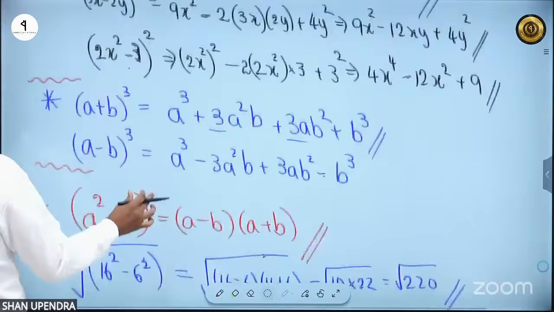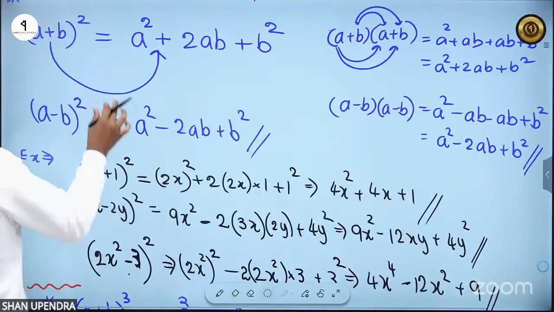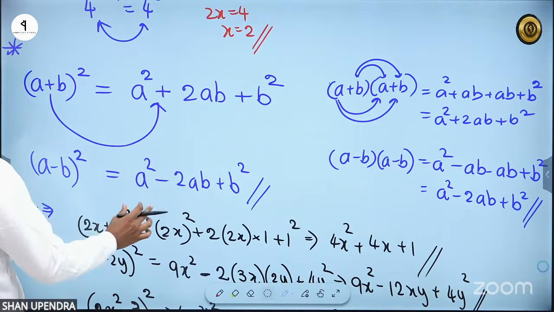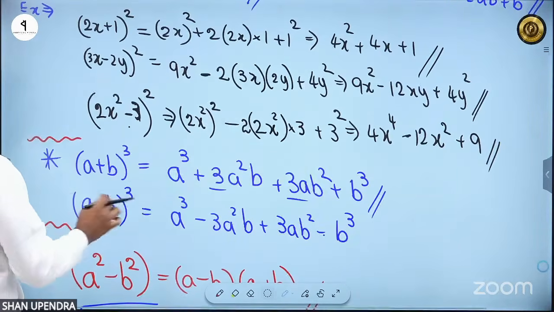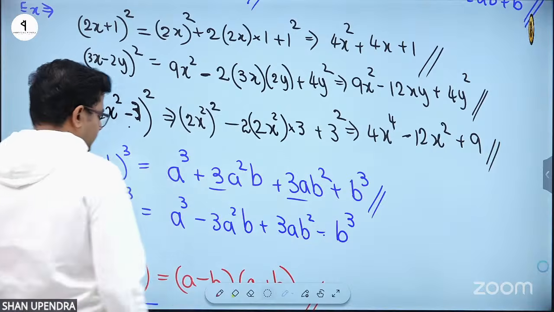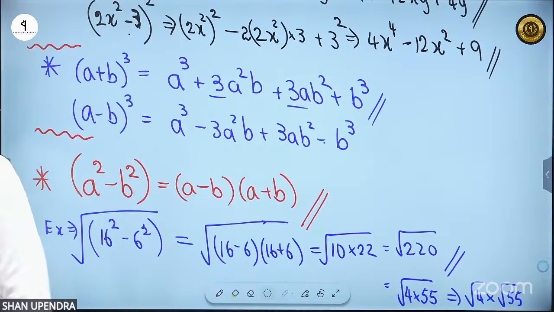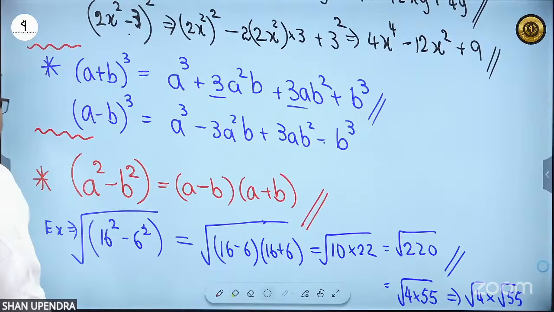So now we learned several important equations here. A plus b totally squared, a minus b totally squared, then a plus b to the power 3, a minus b to the power 3. Those things are also not that much important. But again, we need a squared minus b squared, the difference between two squares. That one again is important.